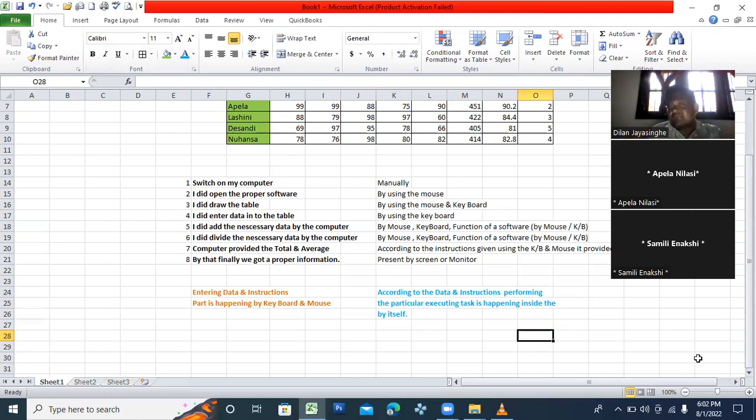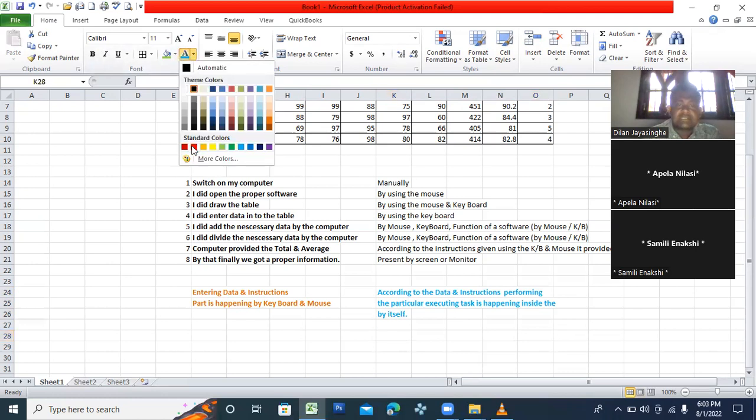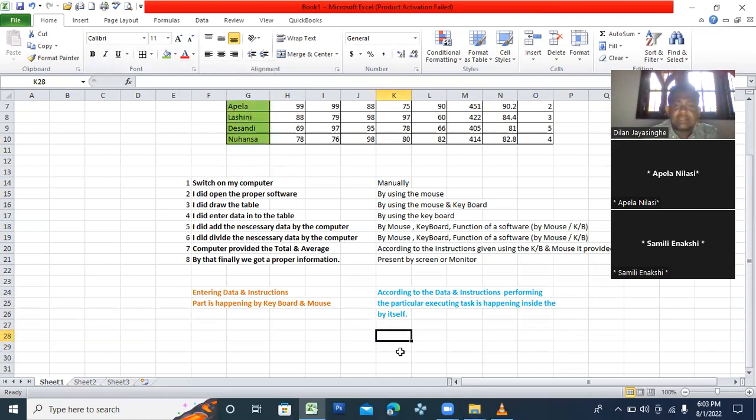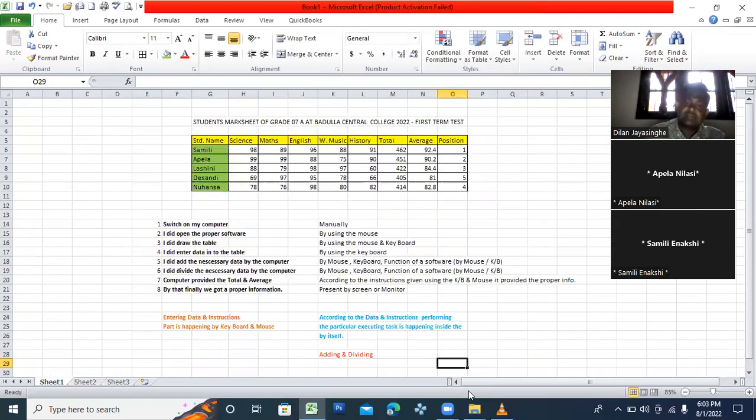What is this executing task? What are the executing tasks? Adding, adding, and dividing, right? Adding and dividing.